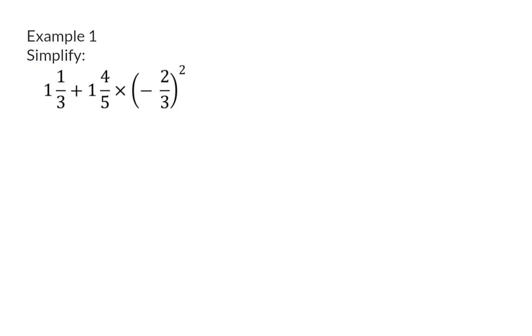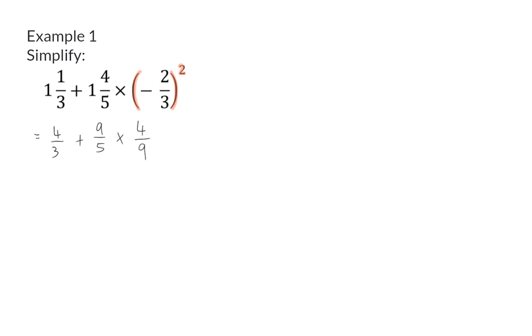Example 1. Simplify. Here we have addition, multiplication, as well as a bracket, so I'm going to start off determining the bracket. In this step where I do the bracket, I will, however, also start rewriting the mixed numbers as improper fractions. The first of these will then be 4 over 3, and the next one will be 9 over 5. For the bracket, I have to square what's on the inside, and a minus times a minus is a plus. Then I square my numerator to get 4 and square the denominator.